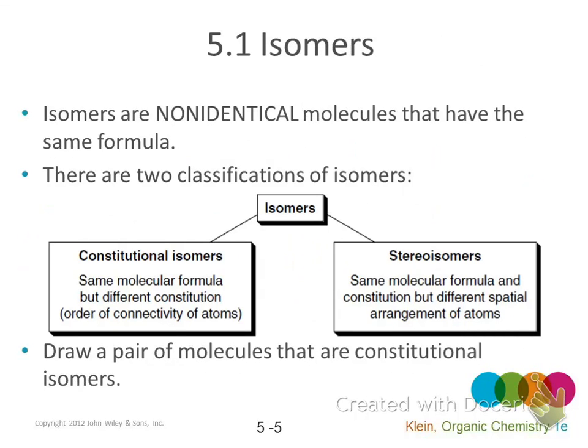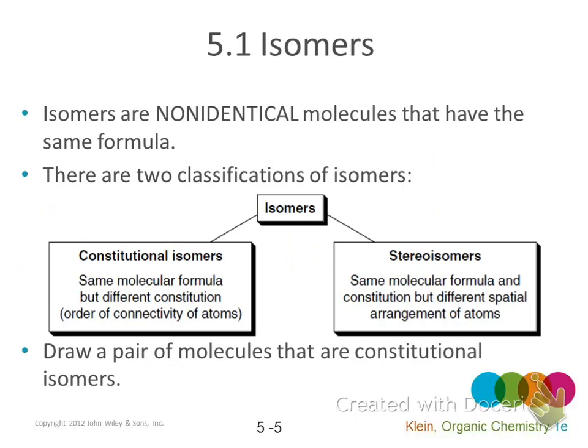So, isomers are non-identical molecules that have the same formula, and then we have two classifications. We talked about constitutional isomers. Same molecular formula, different way they're connected. And then there's stereoisomers that have the same molecular formula, same connectivity, same constitution. That's the term constitutional, how internally you're connected. But the spatial arrangement is different.